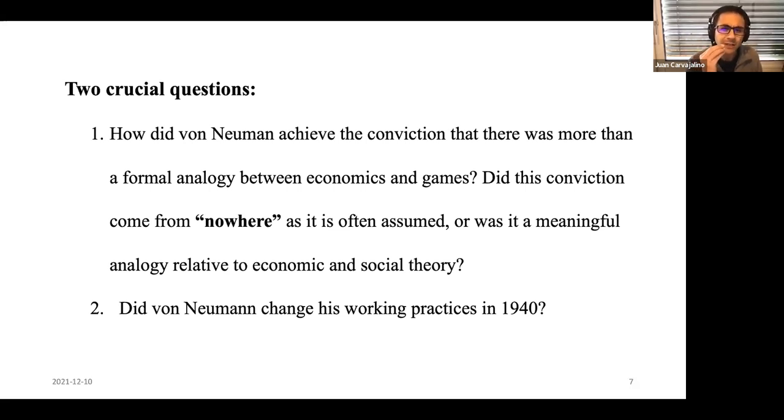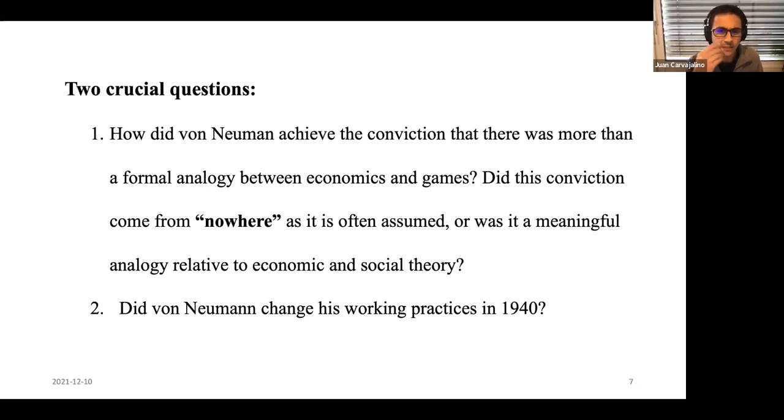did his working on games come from nowhere? And by from nowhere, I'm really thinking about many comments by many game theorists, when they introduce the book or their work, they say, oh, von Neumann is the originator of this, and he came up with this out of the blue, right? It came out of nowhere. And that's puzzling to me.